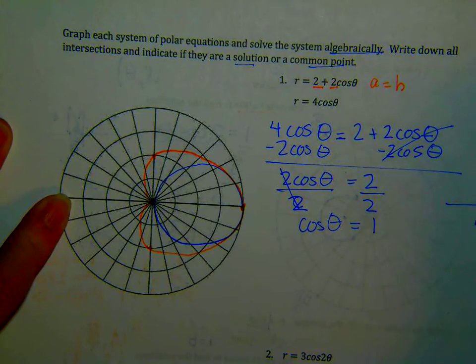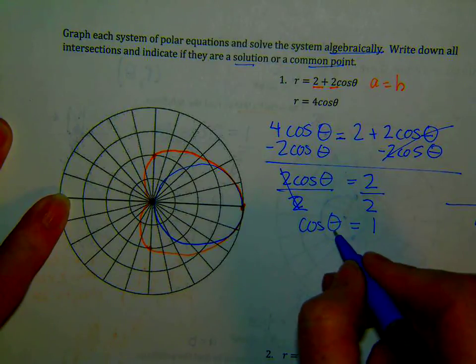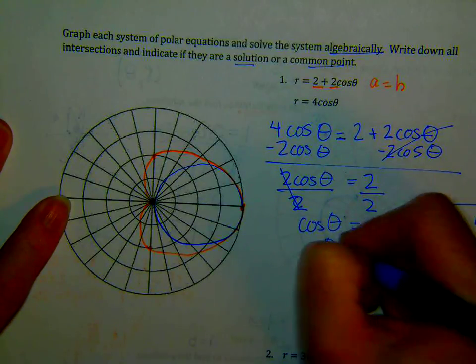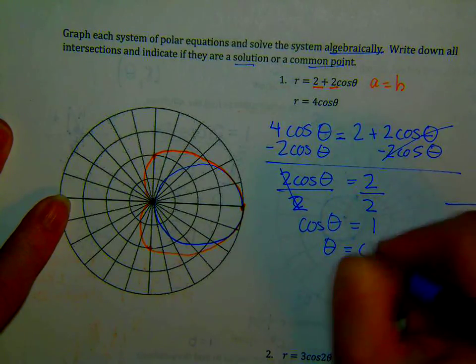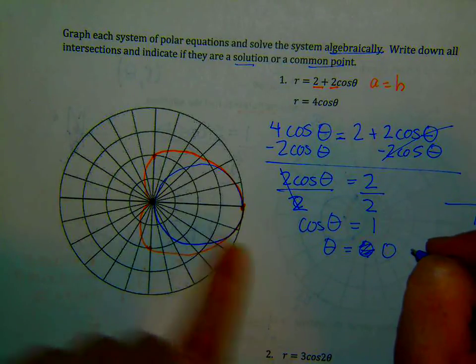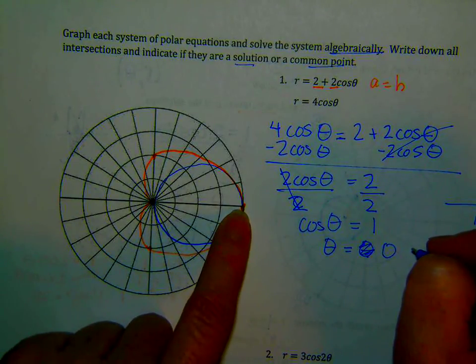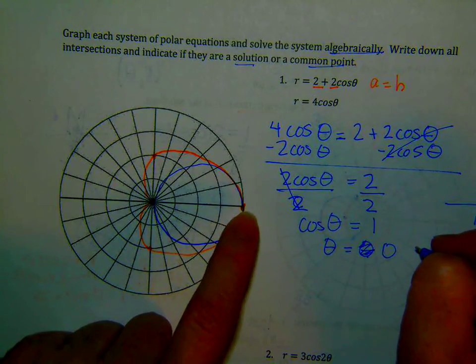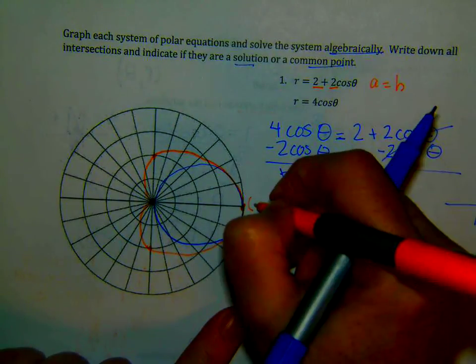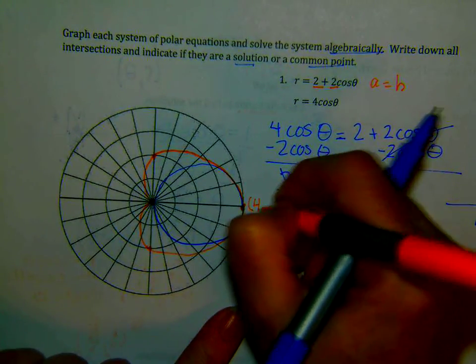So I ask myself, I'm going to draw a little unit circle and ask myself where is cosine equal to 1? At 1, 0. So theta is equal to 0. That's where the cosine value equals 1. Sorry, I wrote theta, but I meant 0. Theta is equal to 0, and r equals 4. So my point is 4, 0.